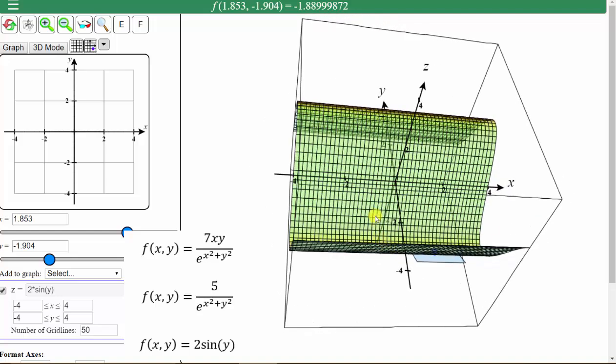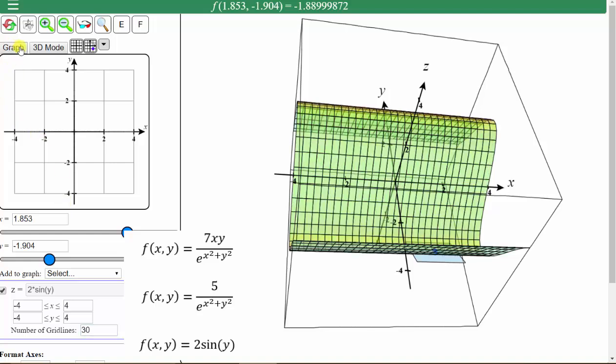Let's reduce the number of grid lines so we can more easily see the tangent plane. Let's change the number of grid lines back to 30. And click graph. And now we'll click on a point in the trace plane, maybe 2, -2, and now we'll animate the tangent plane.